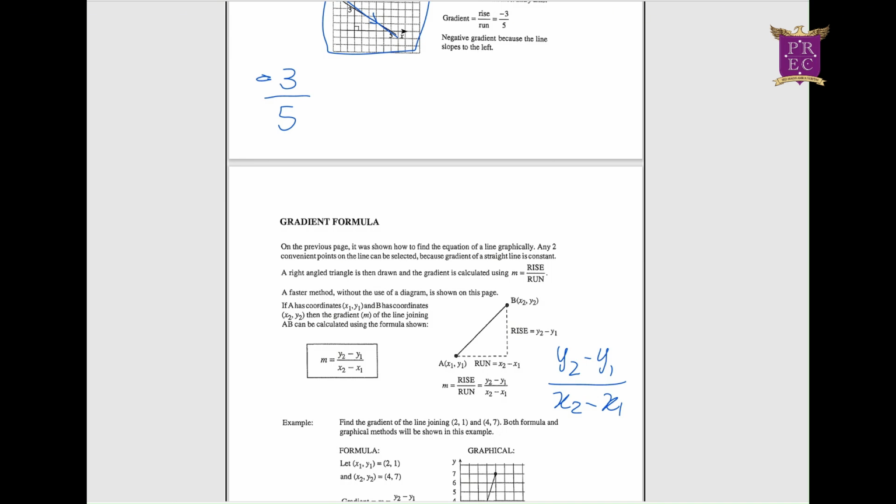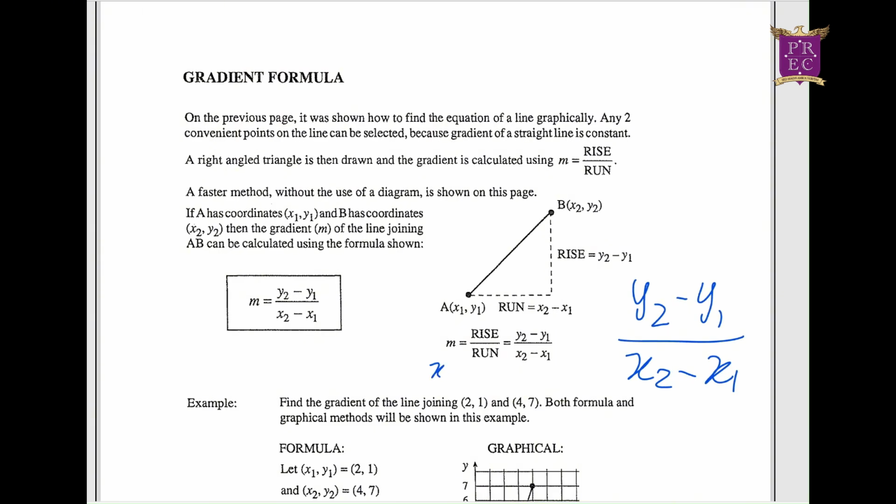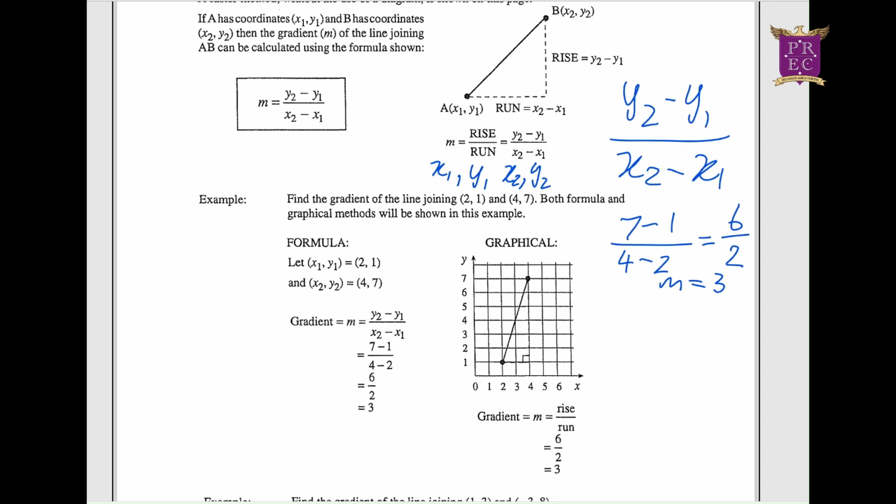Let's have a look at these two coordinates. Let's say 2 and 1 is x1 and y1, and 4 and 7 is x2 and y2. Okay, let's plug it into the formula now. What's y2? 7. What's y1? 1. So 7 minus 1 over x2 is 4, and x1 is 2. 7 minus 1 is 6. 4 minus 2 is 2. So we're left with 3. So the gradient is 3. That's all. Easy as that.